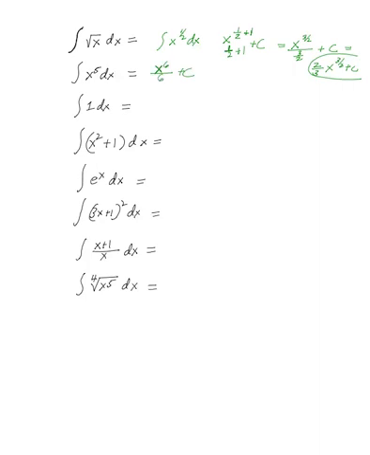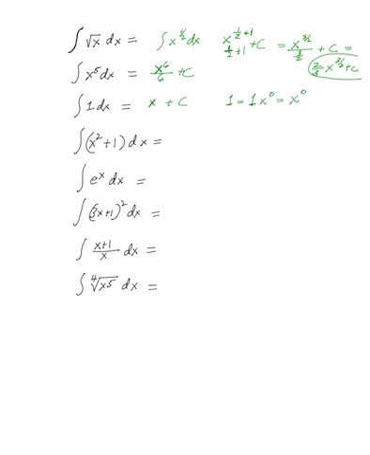Power rule for antidifferentiation. Most general antiderivative of 1. What do you differentiate to get 1? Just think about it, if the independent variable is x. It's just x, isn't it? Just x plus a constant is my answer. Now, could I use power rule for that? Sure. 1 is x to the 0.